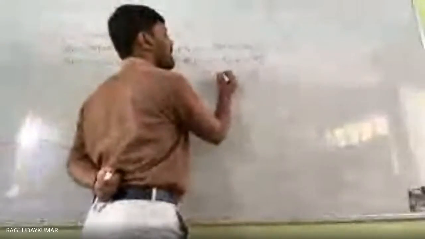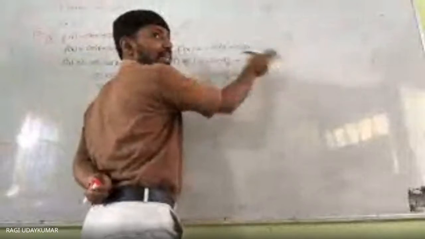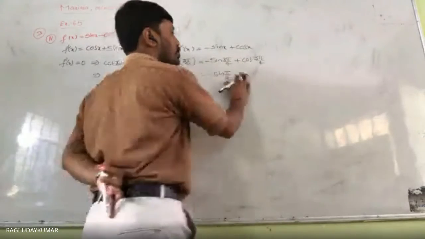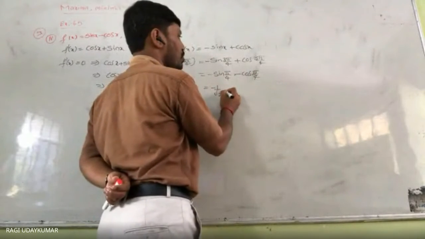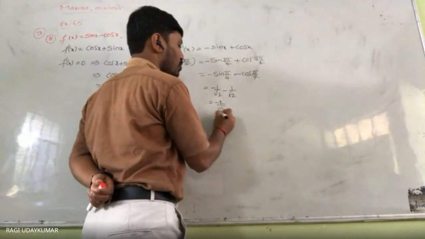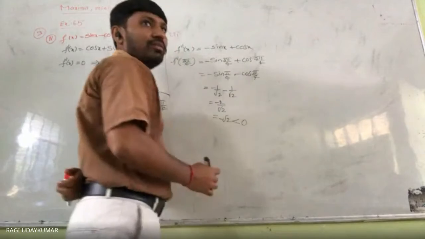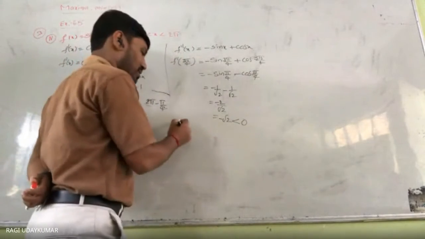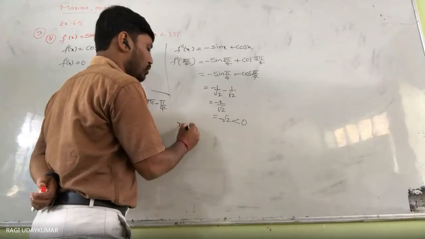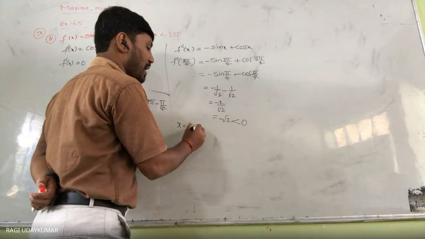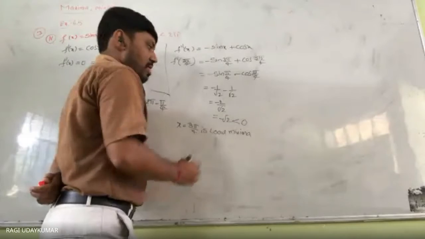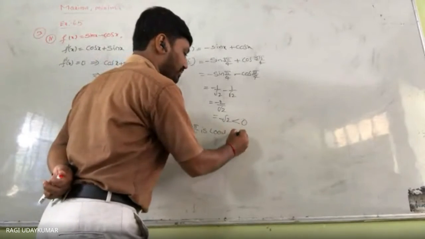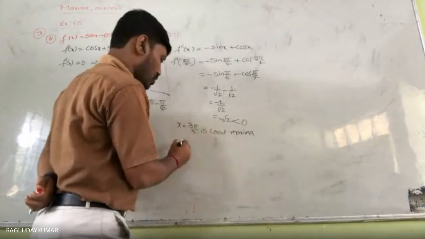In the second quadrant, sin is positive, so we get minus sin pi by 4. Cos in the second quadrant is negative, so minus cos pi by 4. Which is equal to minus 1 by root 2, minus 1 by root 2, that is minus 2 by root 2, equal to minus root 2. Less than 0. Less than 0 means local. Therefore, x equals 3 pi by 4 is a local minima. Sorry, maximum. Less than 0, right? Local maxima.